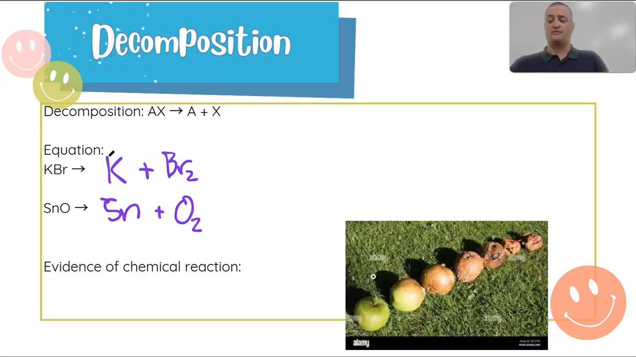Now, as far as evidence of a chemical reaction, there's a color change, such as a rotting apple, and there would be a gas forming. Now, you know you can't smell the picture, but think of decomposing stuff. They are also always very stinky and smelly because new gases are being formed. So let's take a look at our next example.